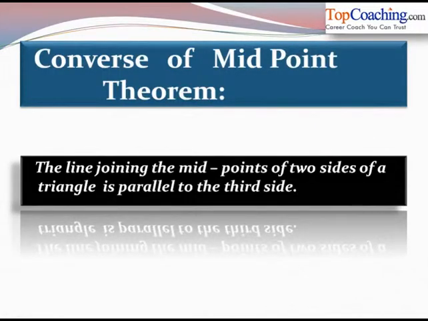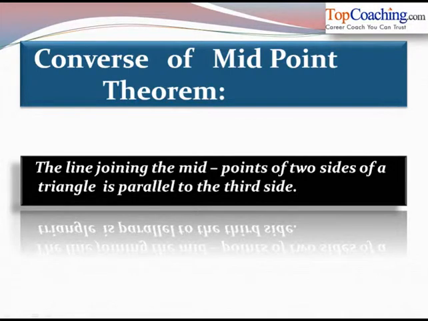Now let's look at the converse of midpoint theorem. It says that the line joining the midpoints of two sides of a triangle is parallel to the third side. So this is just the opposite of midpoint theorem, and it says that if in any triangle we draw a line that joins the midpoints of two sides, then this line is parallel to the third side. So if we consider any triangle and we draw a line such that it passes through the midpoints of two of its sides, then this line which is joining the midpoints is parallel to the third side.